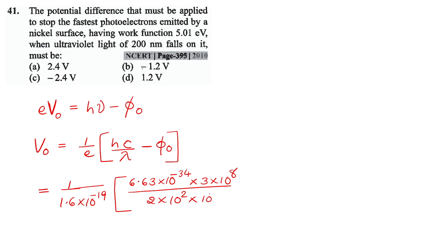Minus the work function, 5.01 electron volt, 5.01 eV. Okay, let us read it like that. We know that 1 eV is 1.6 into 10 raised to minus 19 joule, correct? And you have to do the calculations well, but I don't want to discuss the multiplication and subtraction. That's not required.